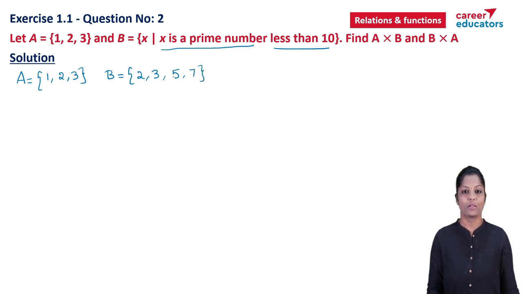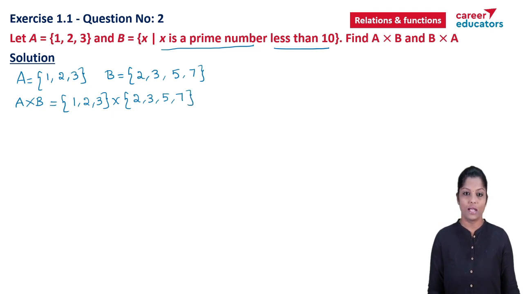Now we'll find A cross B. To find A cross B, we have to pair each elements of A with each elements of B. A cross B equal to, write all the elements of A cross, write all the elements of B. In the next step, we have to take the first element of A and pair with all the elements of B. We will get 1, 2, 1, 3, 1, 5, 1, 7.